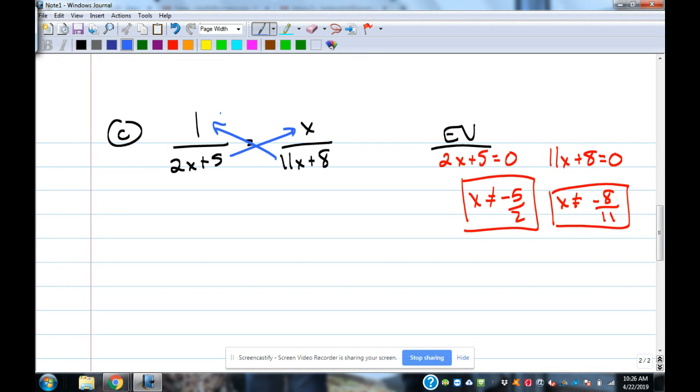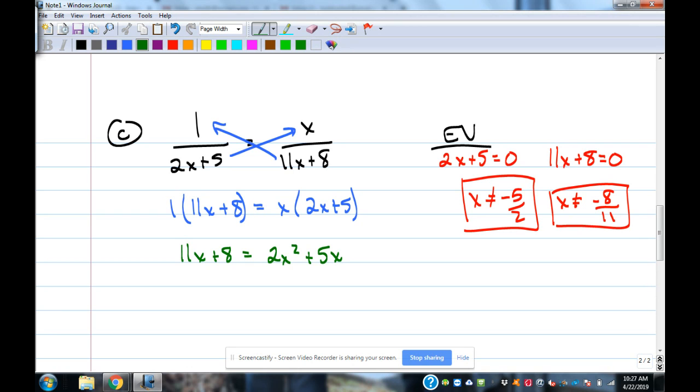Well, on one side, it's 1 times 11x plus 8, so that's just going to be 11x plus 8. On the other side, it's x times 2x plus 5. Maybe I'll just go ahead and write that 1. We're going to distribute on both sides there. So that's going to give me 11x plus 8. On the other side, I get 2x squared plus 5x.